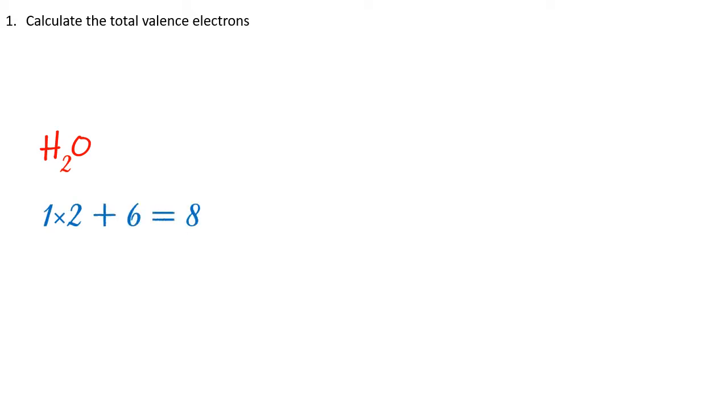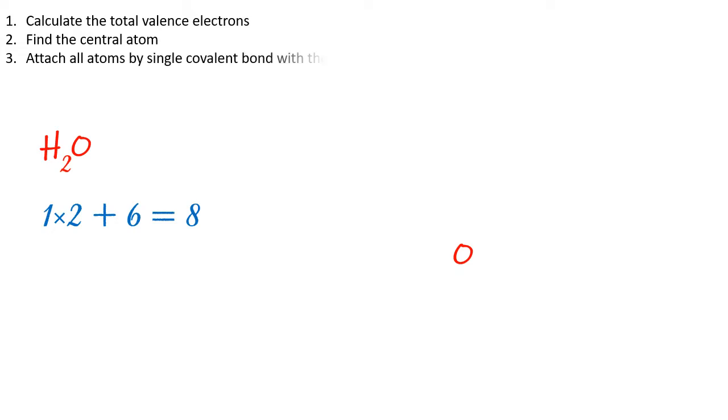Total valence electrons: 8 in water. Second step, find the central atom. Oxygen will be the central atom. Now step number 3, attach all other atoms by single covalent bond with the central atom. Okay, so attach 2 hydrogen atoms by using single covalent bond with the central atom, oxygen.